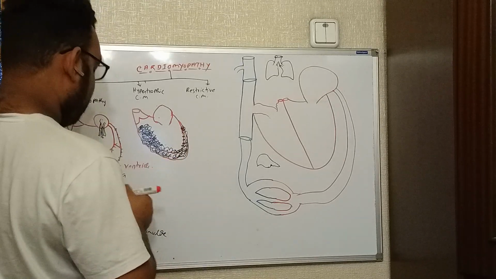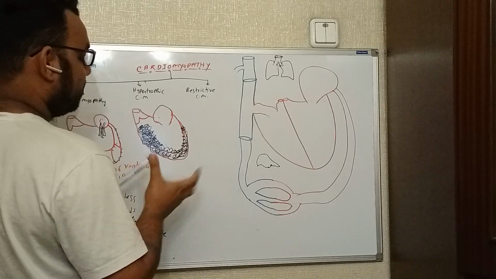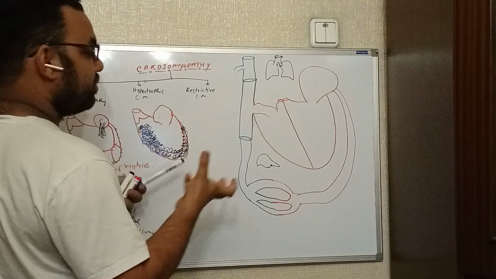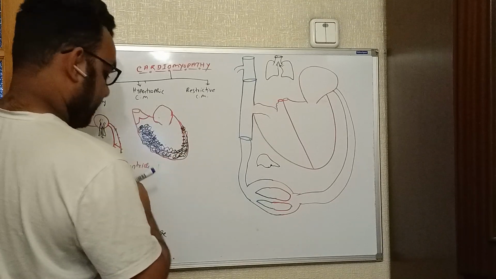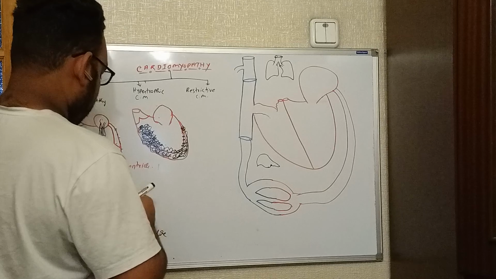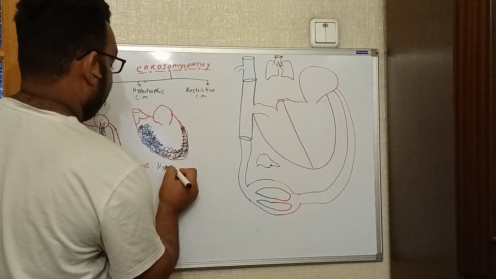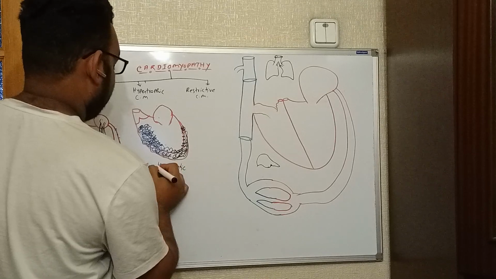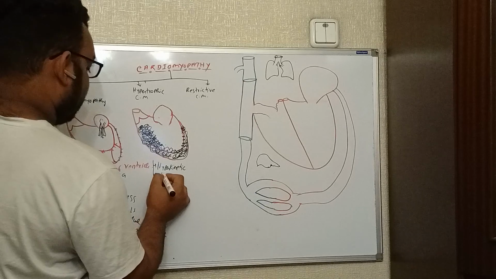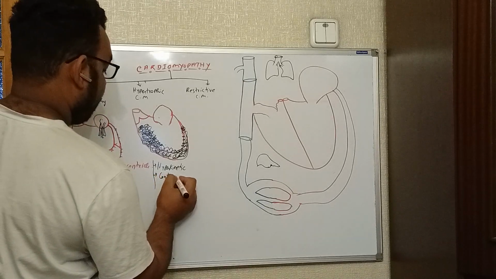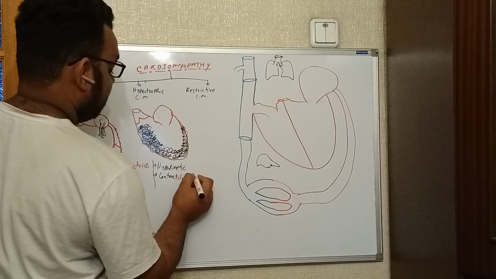Now what you will see here is that in these cases there is a greater amount of myocardial cells, and as a result the contractility power will be more. So the heart will be hyperkinetic here. So in these cases, we can say it will be hyperkinetic. So definitely you can say that the contractility will be severely increased.